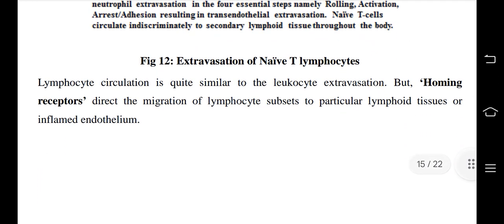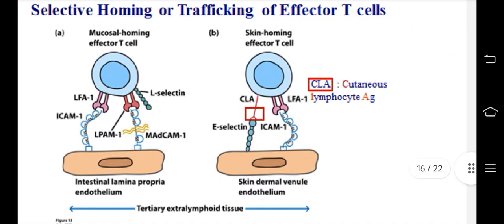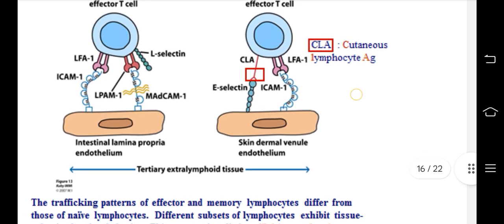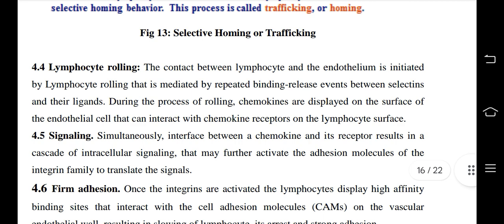Lymphocyte circulation is quite similar to leukocyte extravasation, but homing receptors direct the migration of lymphocyte subsets to particular lymphoid tissues or inflamed endothelium. Lymphocyte rolling. The contact between lymphocyte and endothelium is initiated by lymphocyte rolling that is mediated by repeated binding and release events between selectins and their ligands.